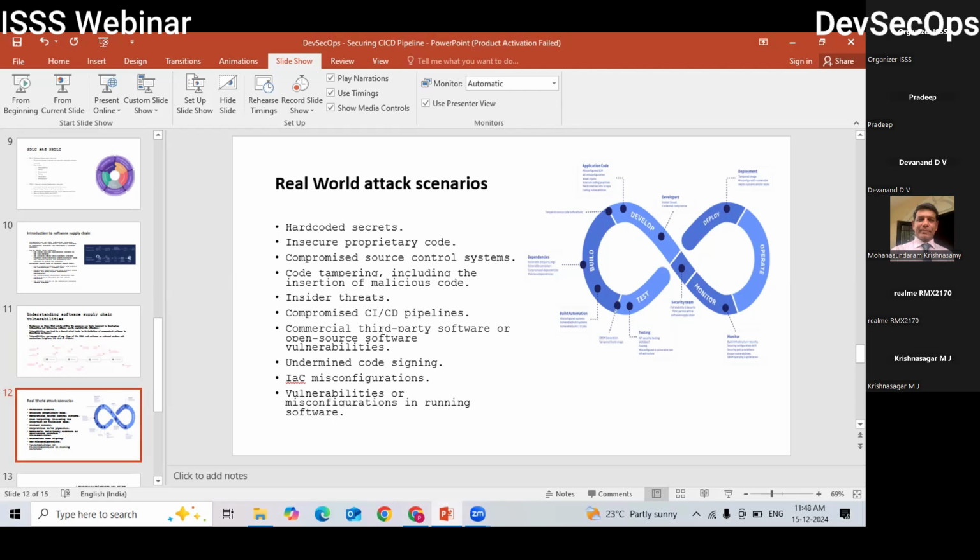In the same way, you can also find real world attack scenarios with hard coded secrets, or if you're using insecure proprietary code, you can come to that. And due to insider threats, it can also happen.